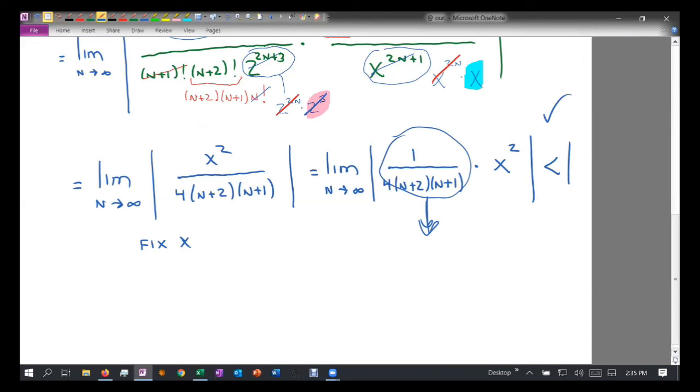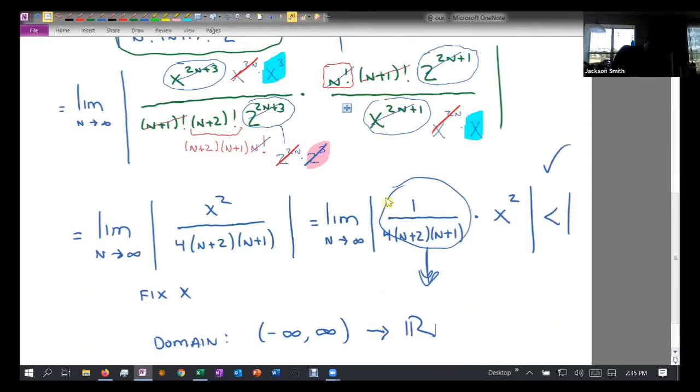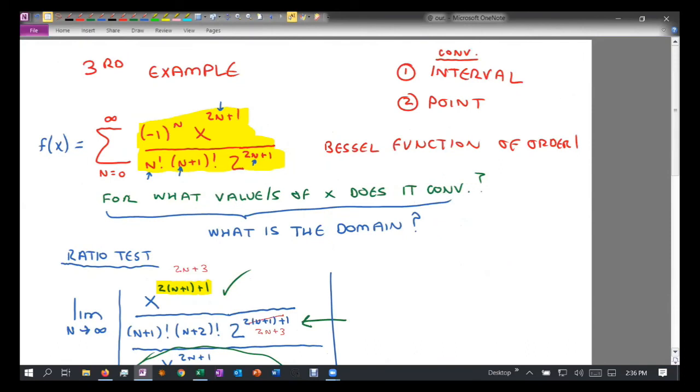So if you can pick any value of x, that means that the domain of this function is what? Negative infinity to infinity, which is just all real numbers. So for what values of x? The question was, for what values of x does this infinite series, this power series, converge? Our answer is all real numbers, all values of x.